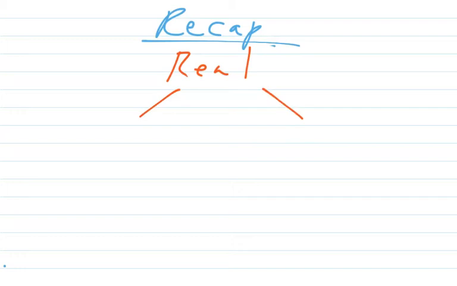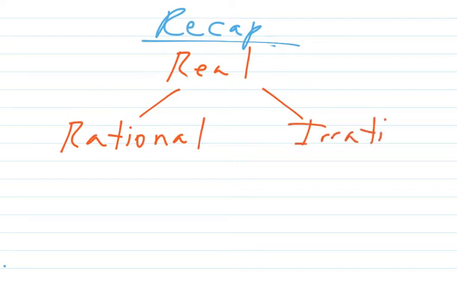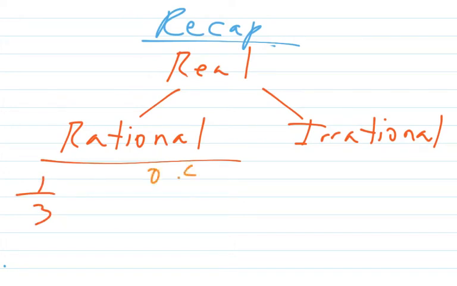So when you're given a real number, you have to decide whether it's rational or irrational. Rational numbers can be written as fractions, right? Or as decimals. They either terminate or have a repeating pattern. Okay? Now, irrational numbers, they do go on forever, but there's no pattern, right?